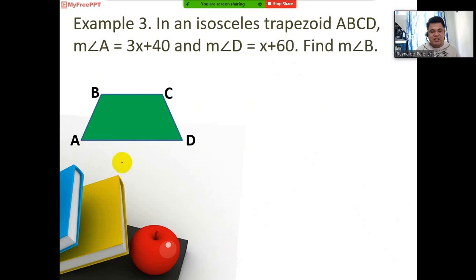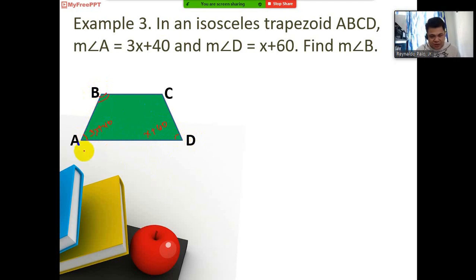In an isosceles trapezoid ABCD, just like what you are seeing in the illustration, the measurement of angle A is equal to 3x plus 40, and the measurement of angle D is equal to x plus 60. Find the measurement of angle B. Just like what I said a while back, just mark the measurements. According to the given, angle A is 3x plus 40, and this one measures x plus 60. What we have to solve is the measurement of angle B.